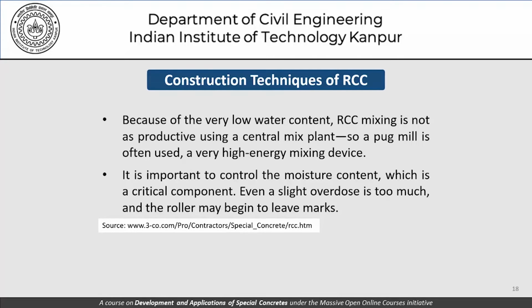Even a slight overdose is too much, and the roller may begin to leave marks. So go back to that first picture that we had, and you can see that we would not like the roller to leave marks. It should be a smooth surface to the extent possible, and that's why it's important to have very good control on the moisture content of the RCC.